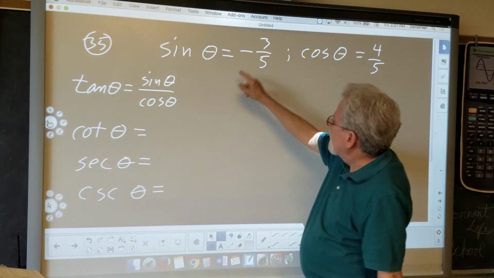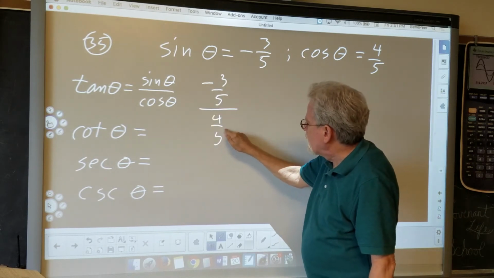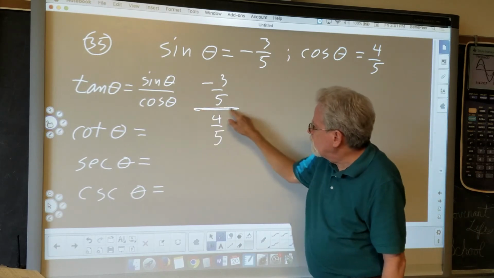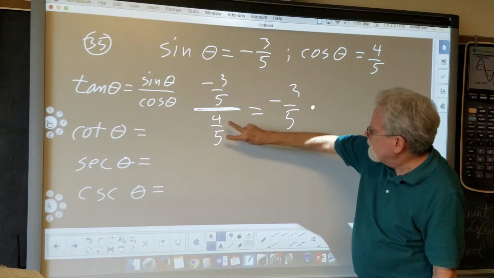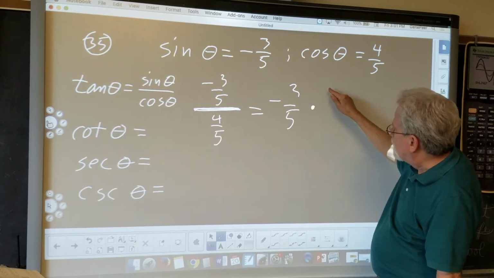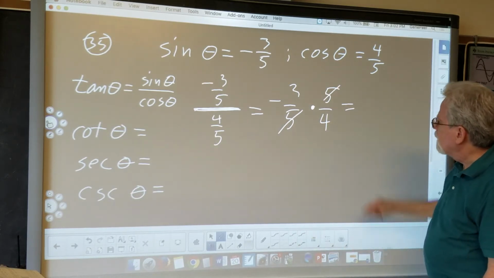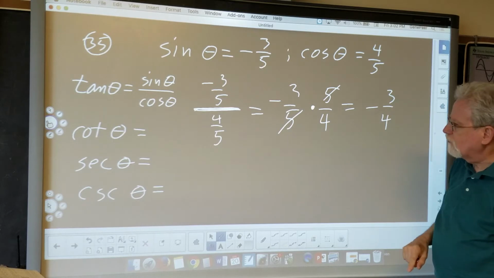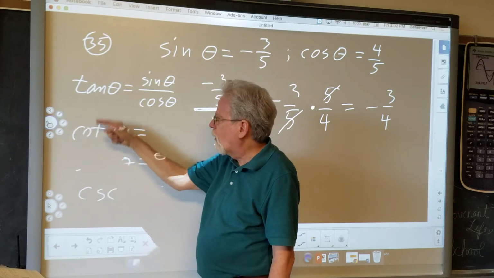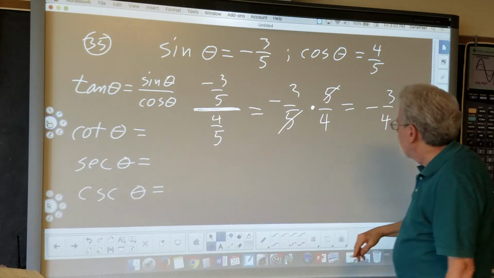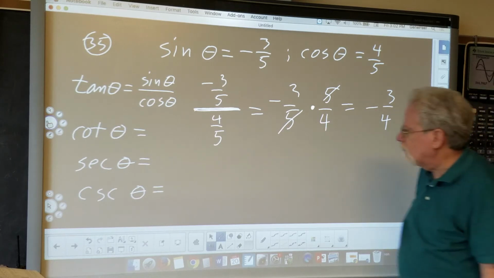So we simply put the sine, which is negative 3/5, over the cosine, which is 4/5. Then we remember our basic arithmetic, that division is equivalent to multiplication by the reciprocal, 5/4. And that then, of course, gives us negative 3/4. Then the cotangent, remember the cotangent and tangent are reciprocals of each other. So the cotangent is simply the reciprocal of that, which is negative 4/3.